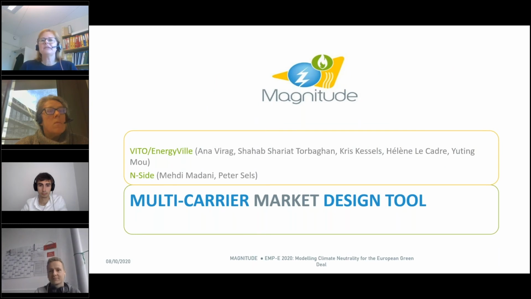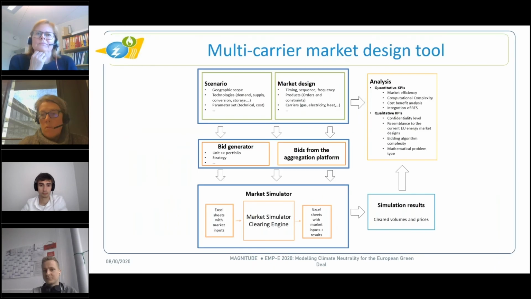Well, I'm going to present a tool that we developed within the scope of a Magnitude project. And therein, we looked really at the market aspects of sector coupling. So if you go to the next slide, this is just a scheme of the tool that we developed.